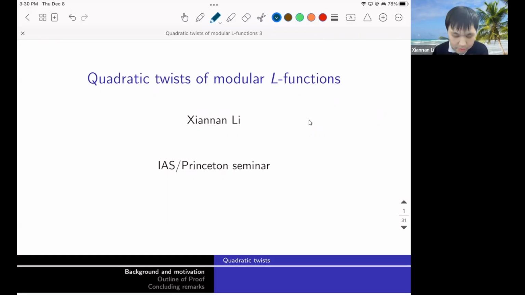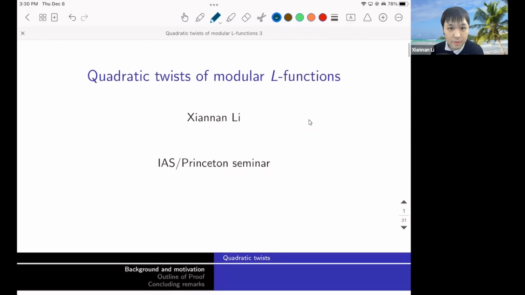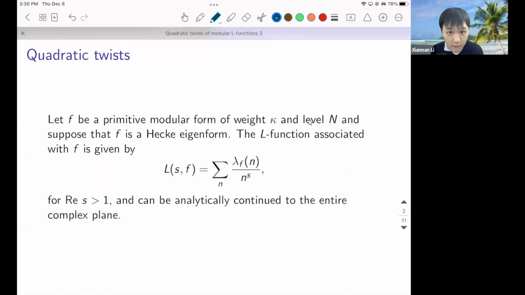So the title is Quadratic Twists and Modular L-functions, and I'll begin by introducing some notation and talking about what these basic objects are and the motivation for studying them. For this talk, little f will be a primitive modular form, weight kappa, level N, although neither the weight nor the level is important for us.